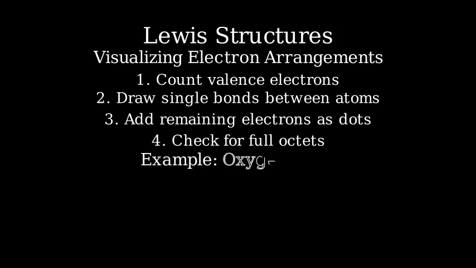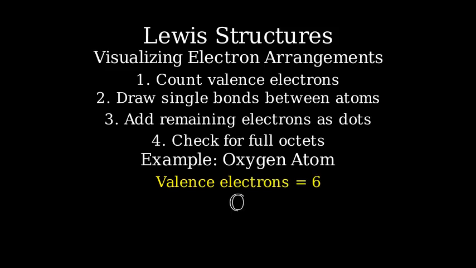Let's start with a simple example, drawing the Lewis structure for an oxygen atom. Oxygen has 6 valence electrons. We start by writing the element symbol, O. Then we add the 6 valence electrons as dots around the O, usually in pairs.